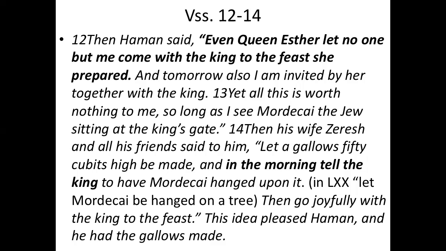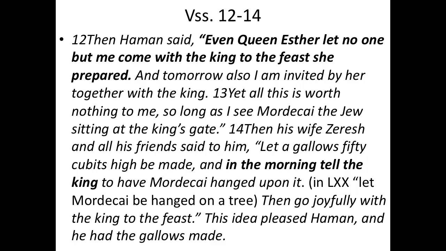In other words, have the king order it. So Haman has already made these gallows, but he doesn't have the authority to do it. He's got to go to the king and say, "Hey, I built these gallows, have this guy hung on it, because he won't stand to me," right?